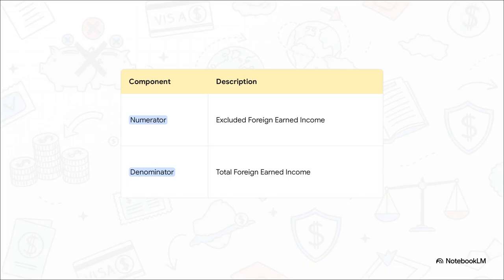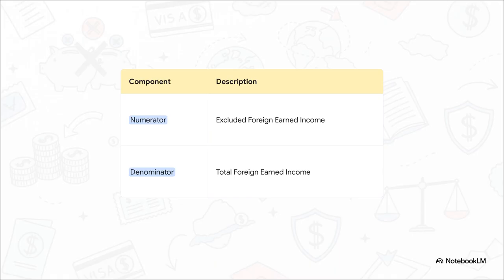So here's the formula. It's actually a pretty straightforward pro-rata calculation. You take the amount of foreign income you excluded, that's your numerator. You divide that by your total foreign earned income for the year, that's your denominator. So you get a percentage, right? Then you just multiply that percentage by the total foreign taxes you paid, and voila.